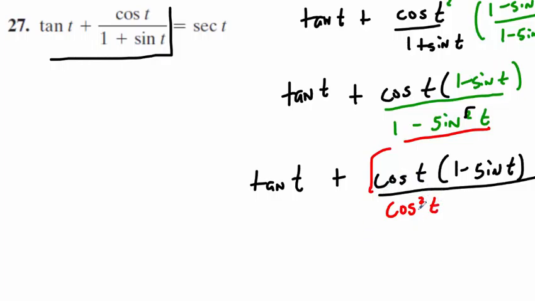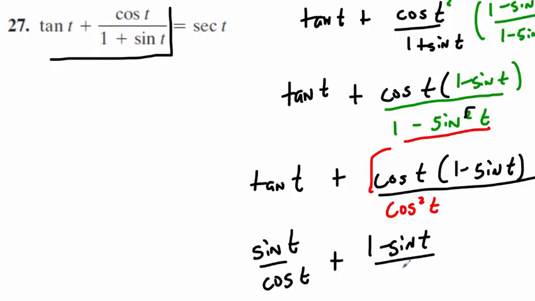Well, if I have a cosine in the top and a cosine in the bottom, we can cancel one of those out. So now I have tangent, but I'm going to change tangent to be in terms of cosine and sine. So I know that tangent is what? Sine of t over cosine of t. And I can add that, then cosine t, so the cosine cancels out, right? So I have 1 minus sine of t over cosine of t because one of those canceled out.